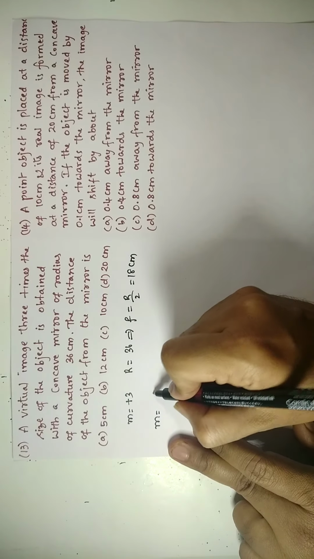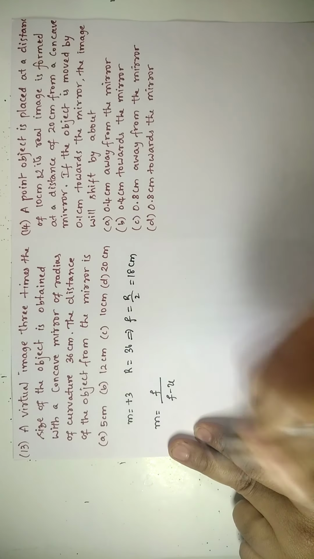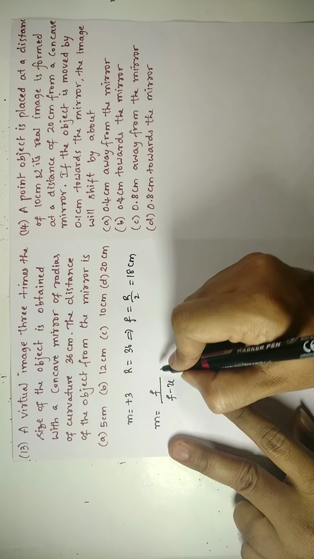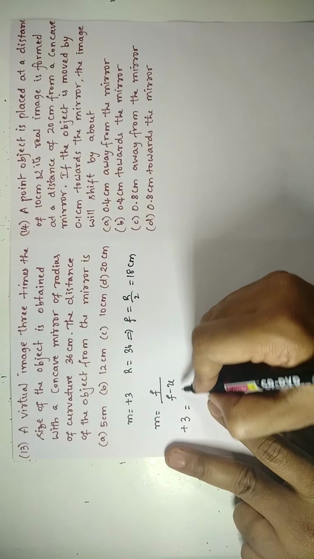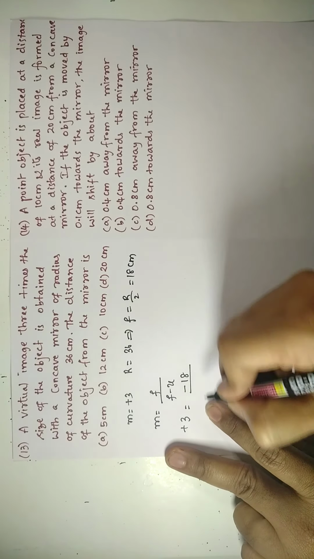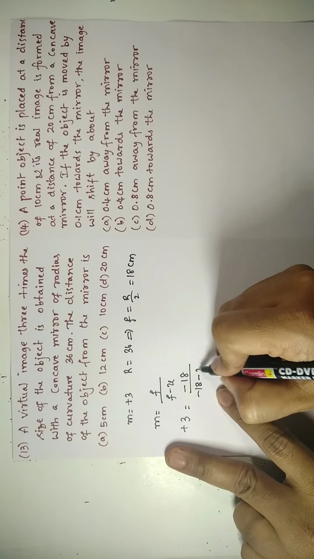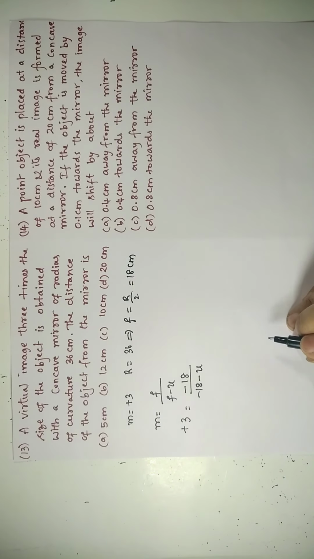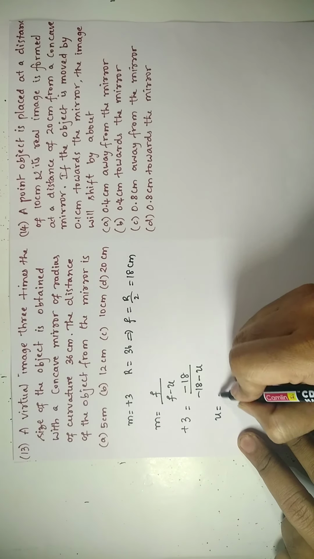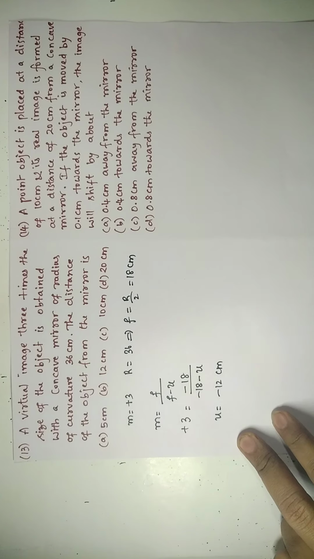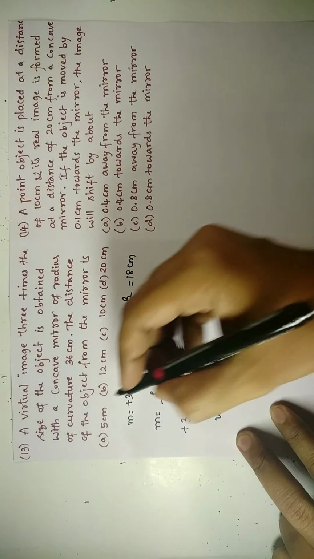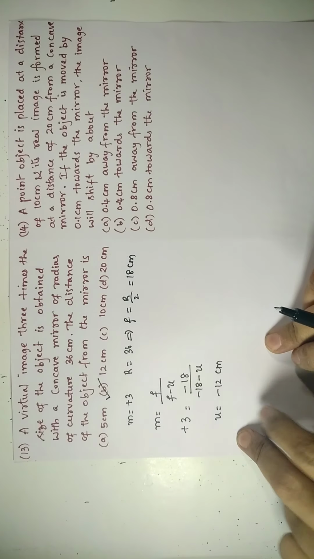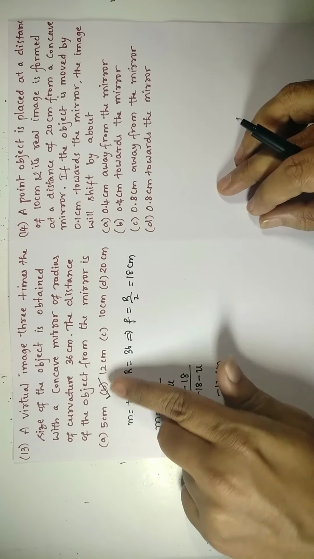So make use of magnification in terms of object distance and focal length. Here magnification is given to be 3. Focal length, as it is a concave mirror, will be negative, so minus 18, and the object distance you are supposed to calculate. On simplifying this relation, you will see that your object distance comes out to be equal to minus 12 centimeter. Again, the negative sign indicates that it's a real object placed at a distance of 12 centimeters in front of the mirror. So your second option is valid.